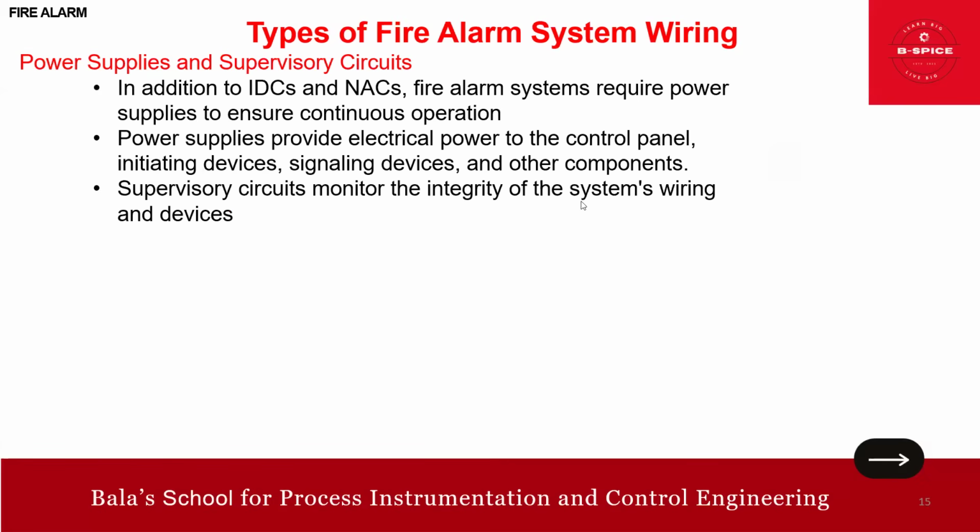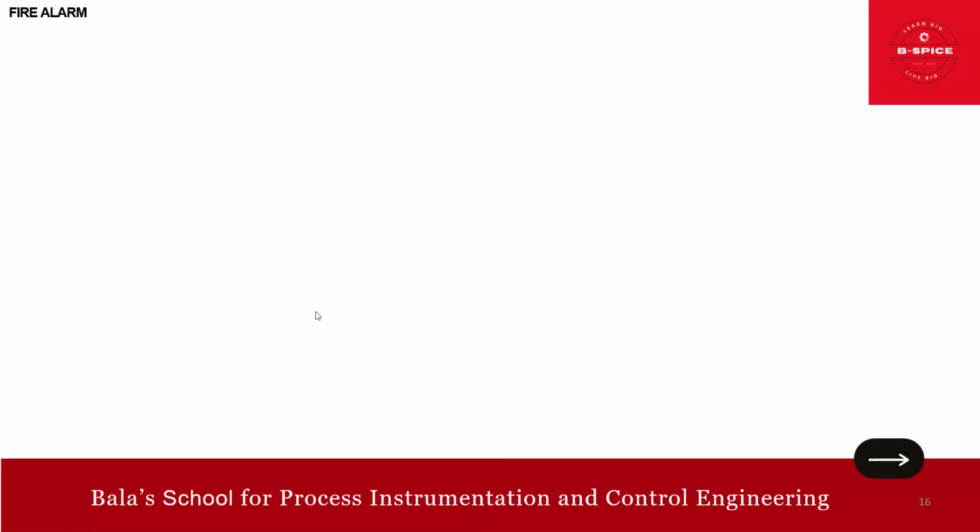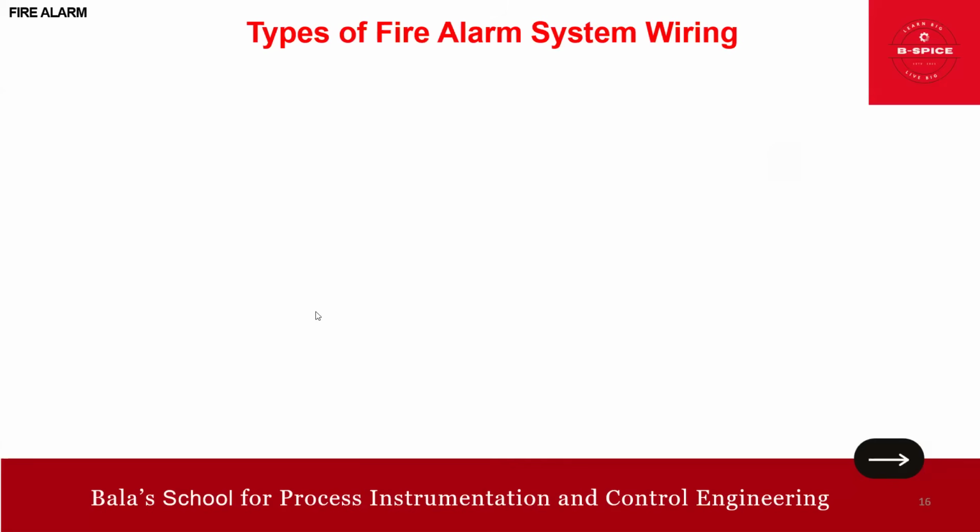Supervisory circuits monitor the integrity of system wiring and devices. These circuits can detect issues such as wire breaks, device tampering, or faults in system components, alerting the control panel to potential problems. So that's about the power supply and supervisory.